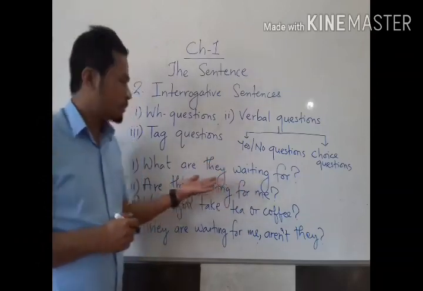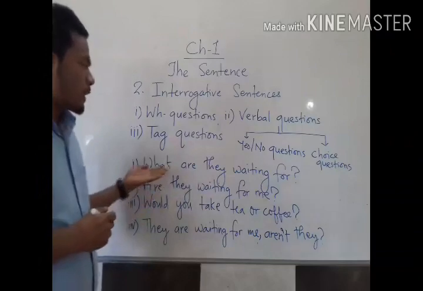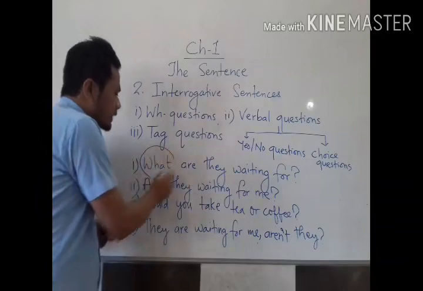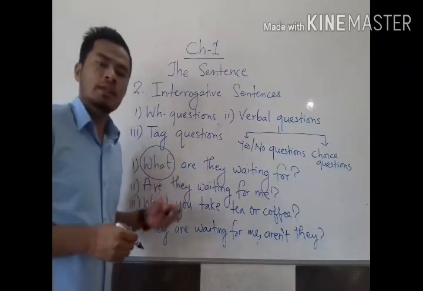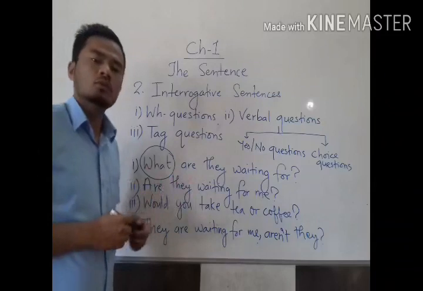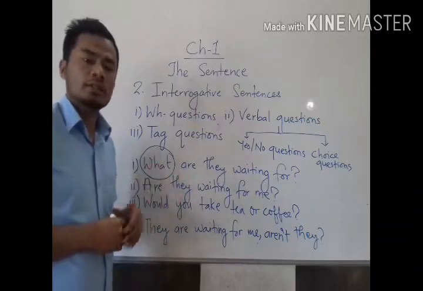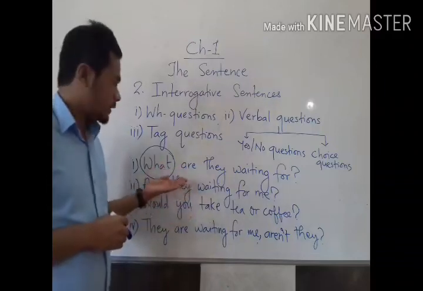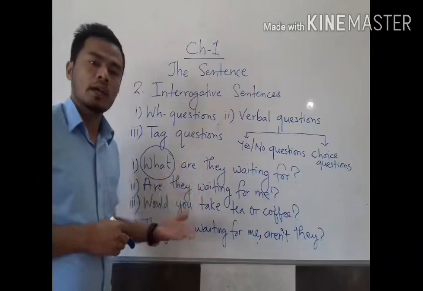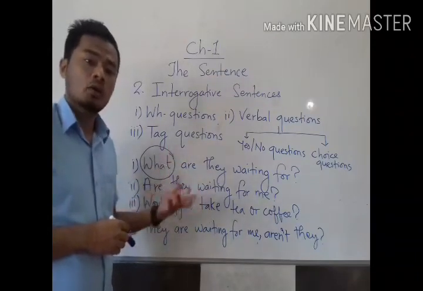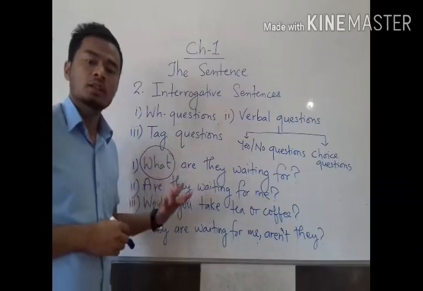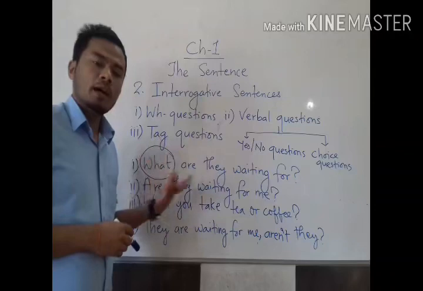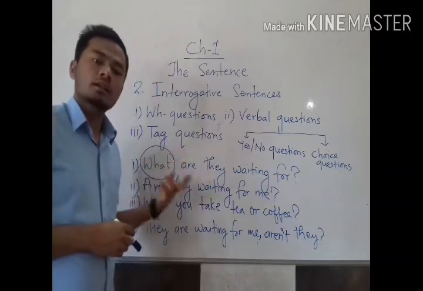So let us take some examples I have written on the board here. See, what are they waiting for? This is also a question, and this question has been made by using what? WH words. There are so many WH words which we use to make questions, and all those questions which are framed by using WH words are called WH questions. Like what, when, why, where, who, whom, whose, how, all these are WH words, and all those questions made by using WH words are called WH questions.